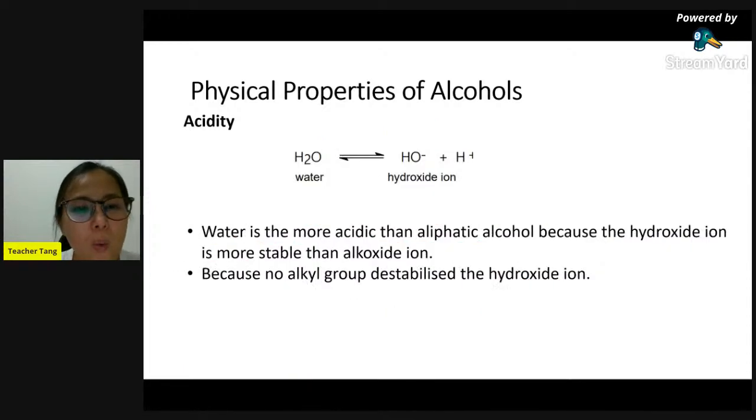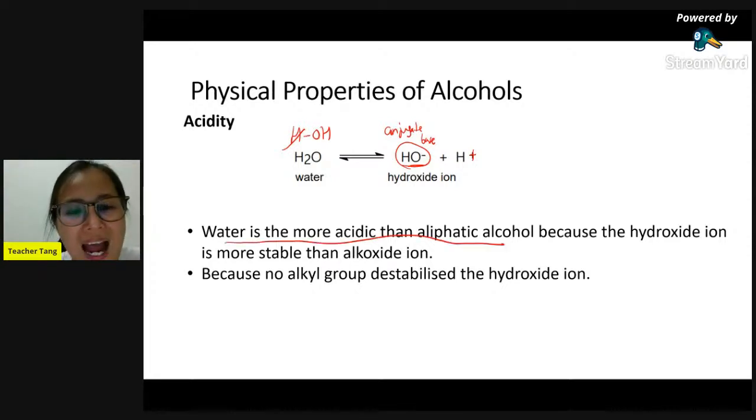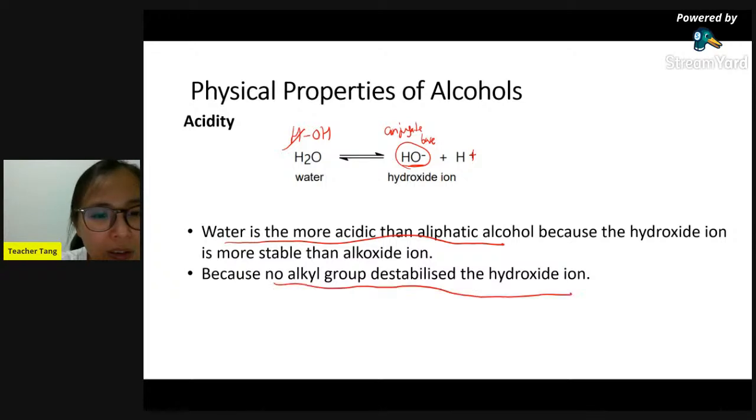water. So water is acidic, it donates the hydrogen ion, to give you hydroxide ion and hydrogen ion. Basically this hydroxide ion is the conjugate base. So water is more acidic than the aliphatic alcohol. Why? Because if we look at the hydroxide ion, there is no alkyl group to destabilize the hydroxide ion.